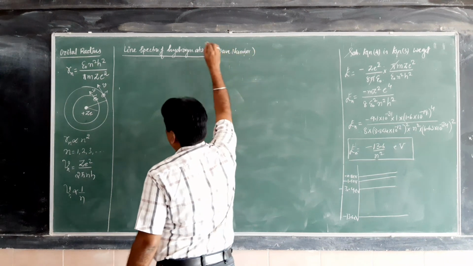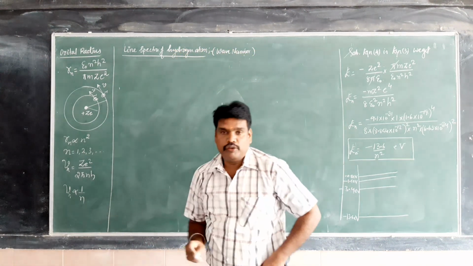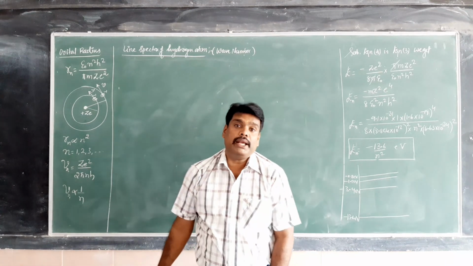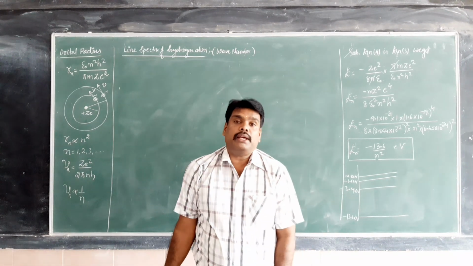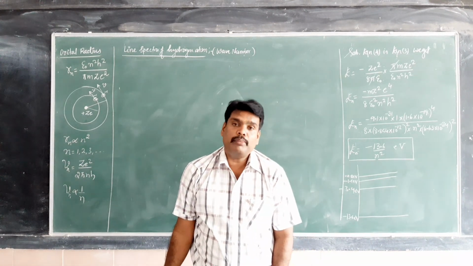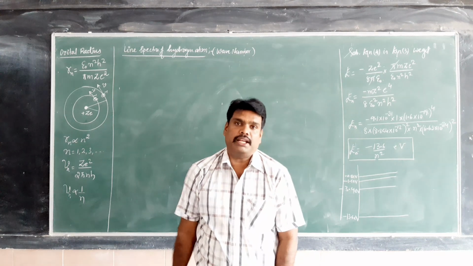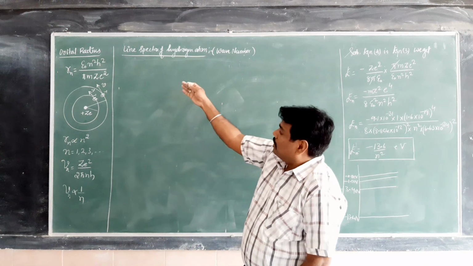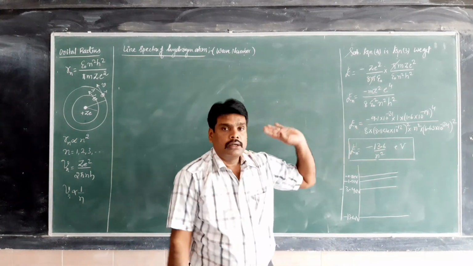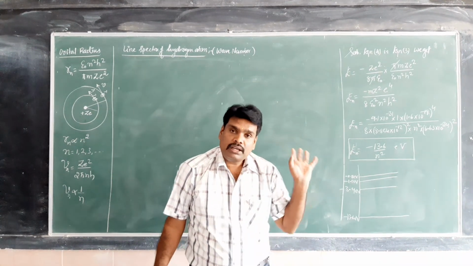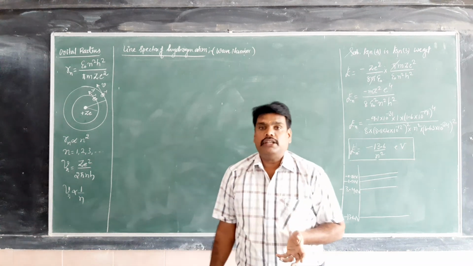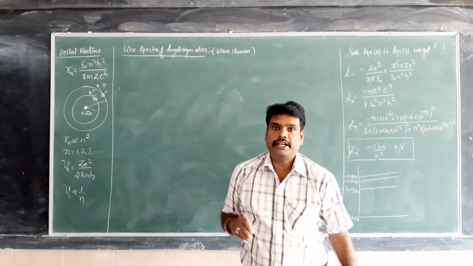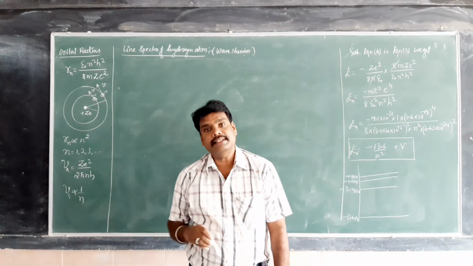So this formula you are already familiar with, the wave number: 1 by lambda is equal to Rydberg constant into 1 by nf square minus 1 by ni square. Now with the help of energy and Bohr's third postulate, I am going to derive that formula, which can help us find the wave number for different spectral lines.